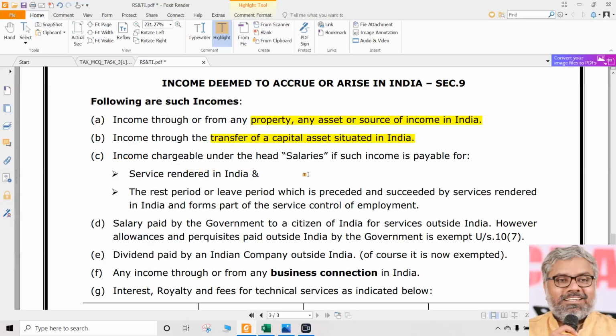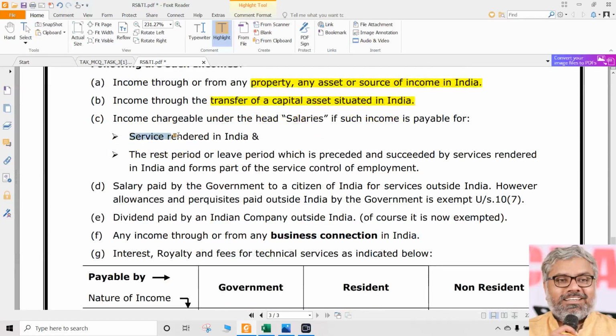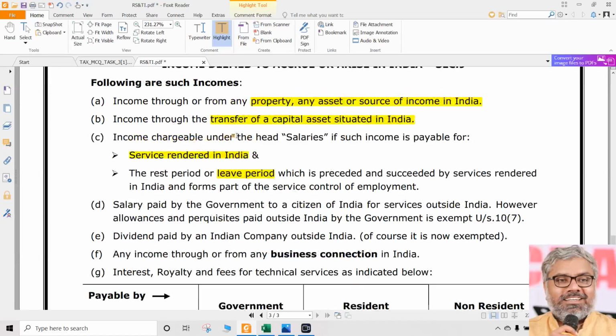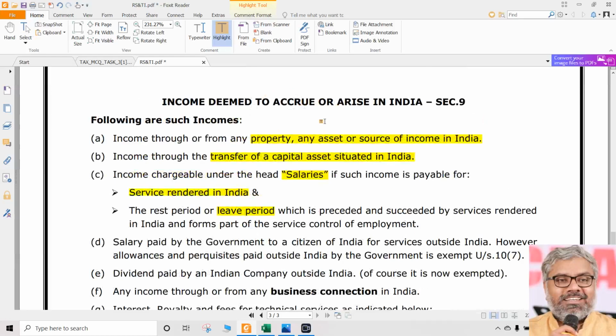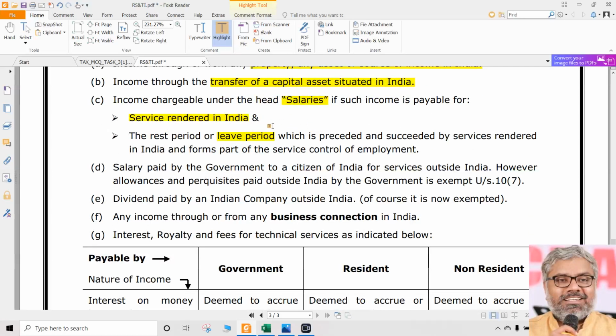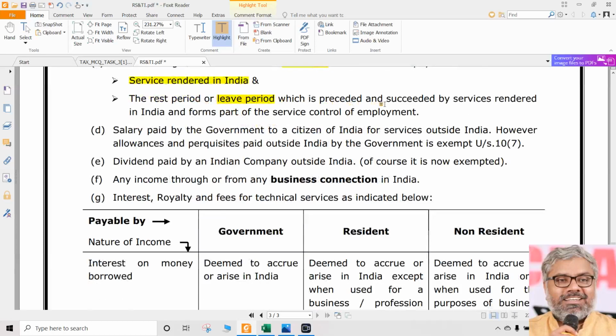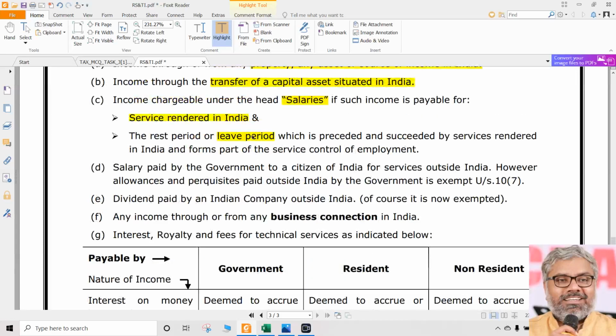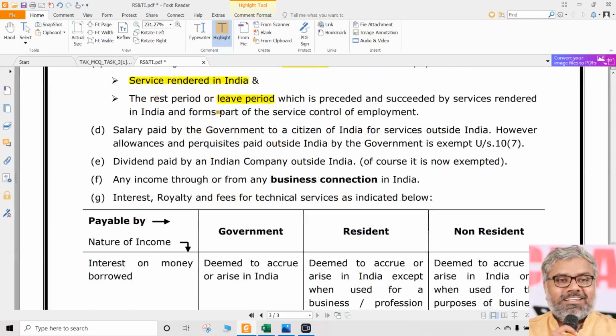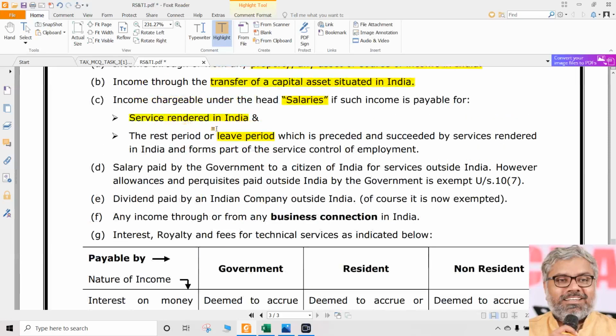Same way, income chargeable under the head salaries, if such income is payable for services rendered in India, or even for the period of leave also. That doesn't matter. Even then, it will be part of the income under the head of salaries taxable in India as if it is deemed to accrue or arise in India if the service is rendered in India. And not only that, leave salary also. Leave salary which is preceded and succeeded by the services rendered in India also forms part of it. So that is another additional point, not that important, but that is also in relation to the service rendered in India only. So that also forms part of income deemed to accrue or arise in India.